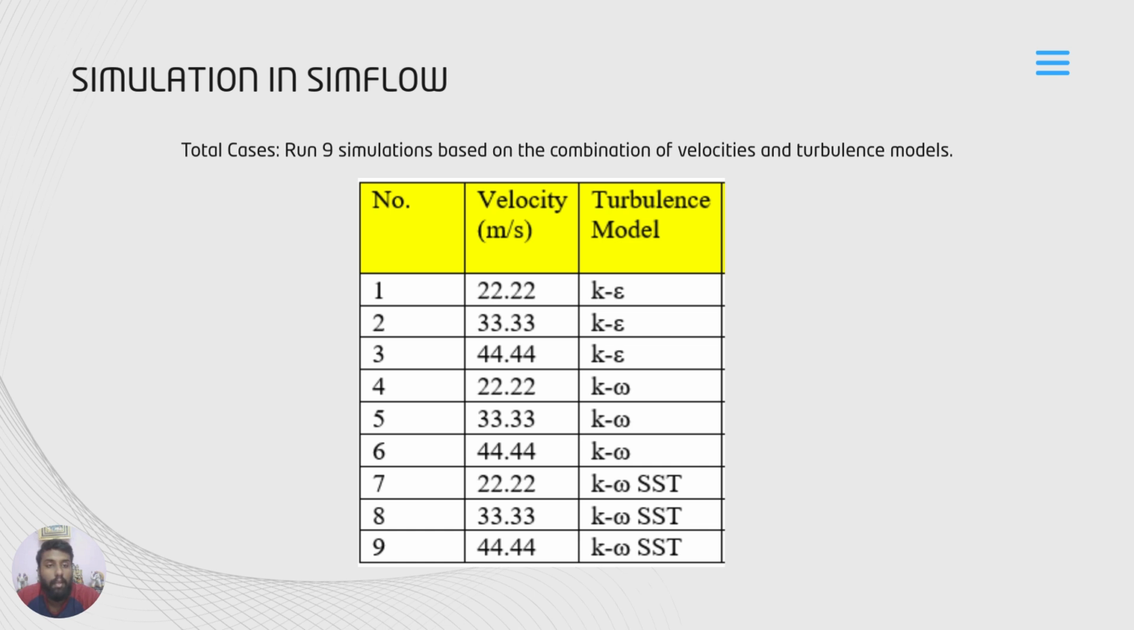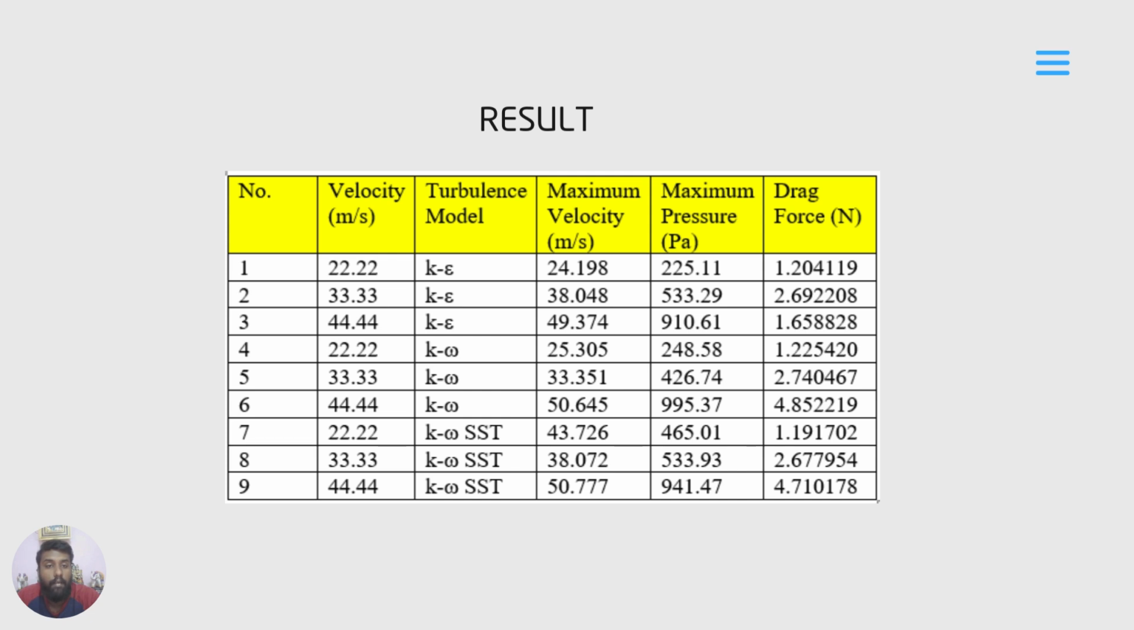For the next part is the simulation in SimFlow. For our project today, there will be 9 simulations based on the combination of velocities and turbulence models, as we can see in the table. Each velocity, 22.22, 33.33 and 44.44, will be run in all three turbulence models. For the next part is the result table. As we can see, the plotted maximum velocity, maximum pressure and the drag force for each simulation.